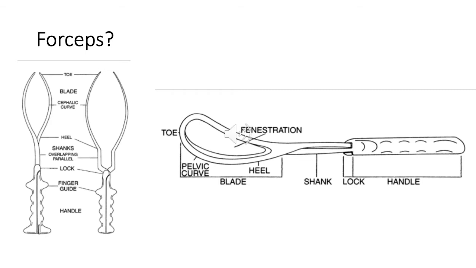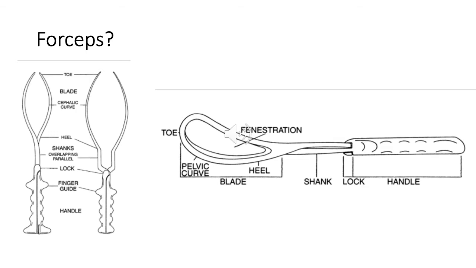Overlapping shanks, such as seen in Tucker-McLean forceps, have more space towards the heel of the blade, which makes them more favorable for a delivery of an infant without molding. The overlapping shanks also cause less stretching of the perineum and are much better for rotational maneuvers. So again, Tucker-McLean forceps and overlapping shanks are better for rotational maneuvers.